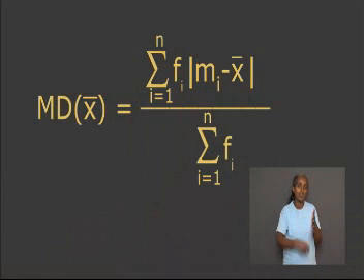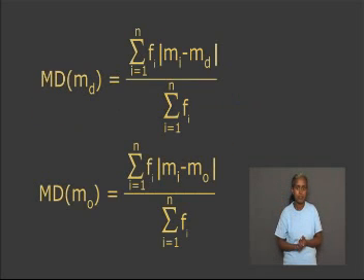value. For the mean deviation about the mean, our equation looks like this. It is the same equation for the mean deviation about the median and mode. We simply substitute median and mode for the mean.